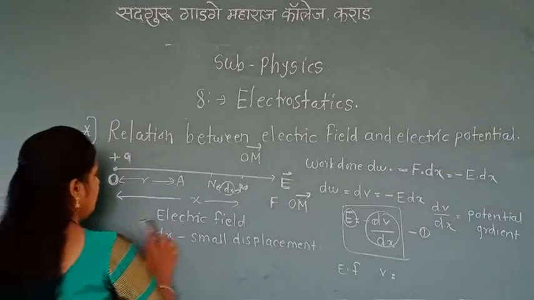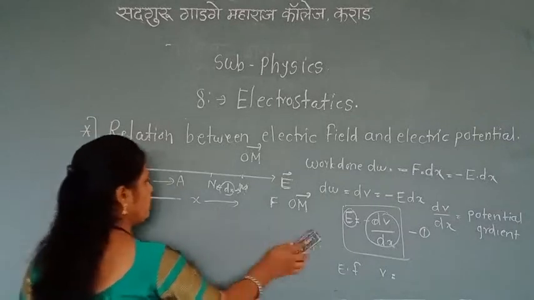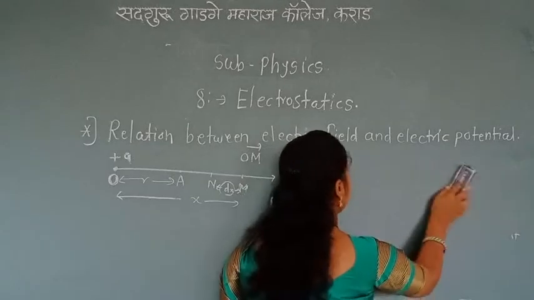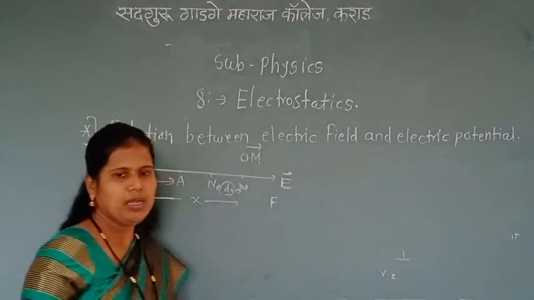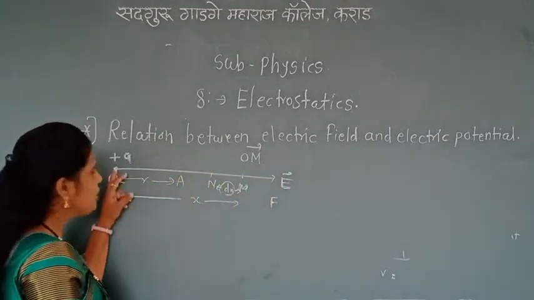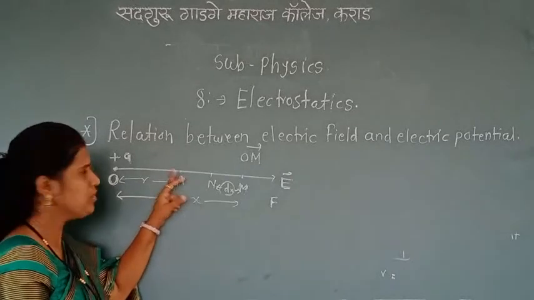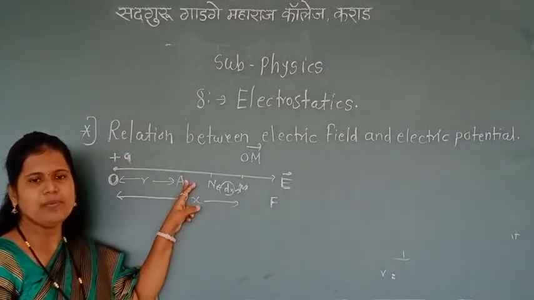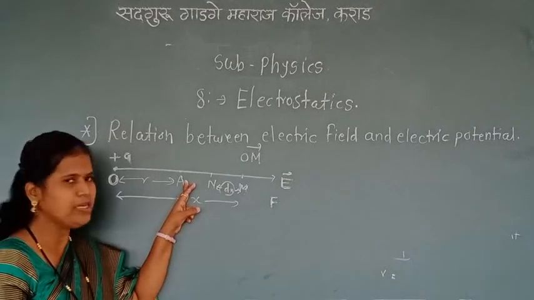Now, what is meant by zero potential? Zero potential means, at point A, the potential at the point A in an electric field is the amount of work done to bring the charge here.